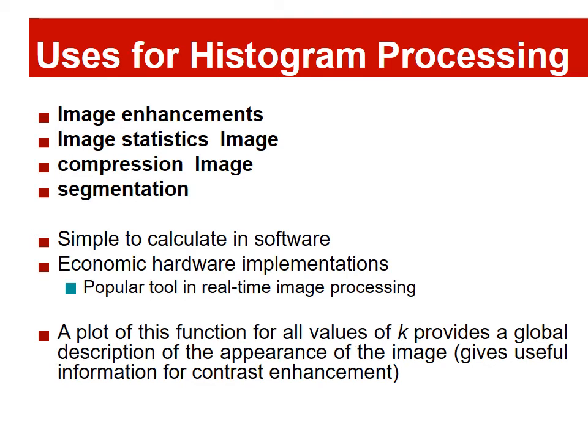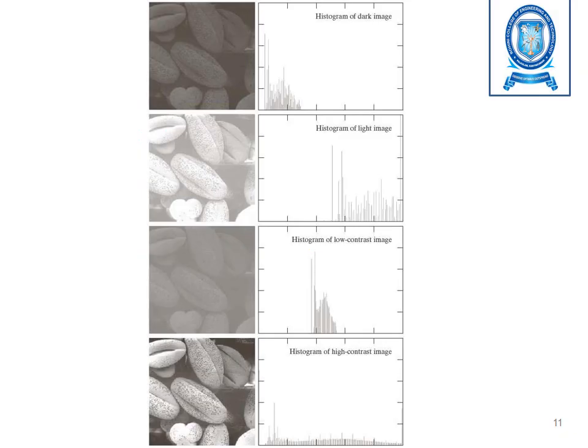Next we will see the uses of histogram processing. By using the histogram we can enhance the image, image statistics are improved, compression of an image can be done, and segmentation of an image can be done. They can also be easily implemented in any software. In the case of hardware implementation as well, we can implement them using very simple techniques. We just have to plot the functions for all values of k obtained from the image.